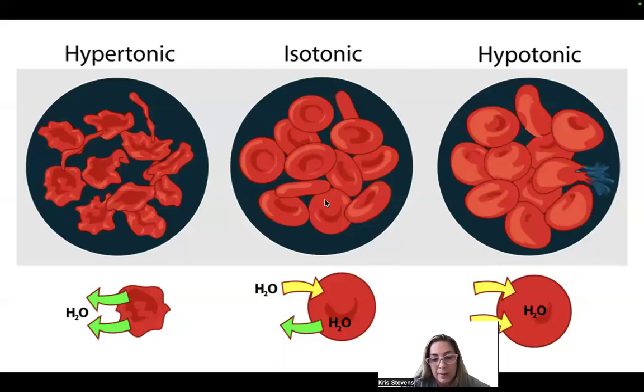An isotonic environment. Do we have salt in our body? We do. If you sweat, it tastes salty. We do have salt in our body.